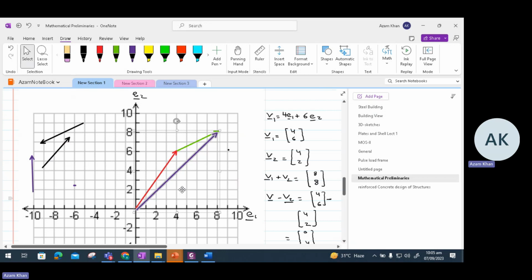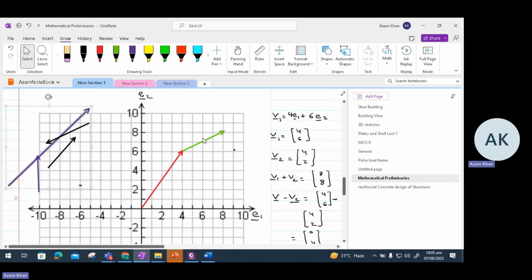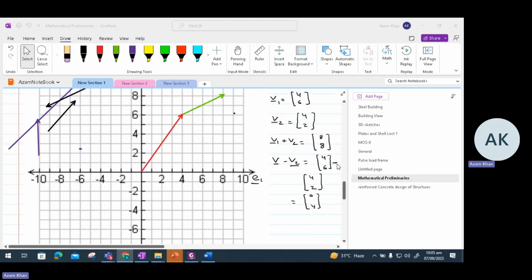Now let us see what happens if we want to subtract these two vectors. Imagine, let us put this resultant outside. Imagine we want to subtract the green vector from the red vector. So we have the vectors defined as 4, 6 and 4, 2. In order to subtract them, we just subtract the corresponding components, and 4 minus 4 gives us 0, and 6 minus 2 gives us 4. So in other words, what we are doing is we multiply minus 1 with the second vector and then add it to the first vector. We can call it like that also.